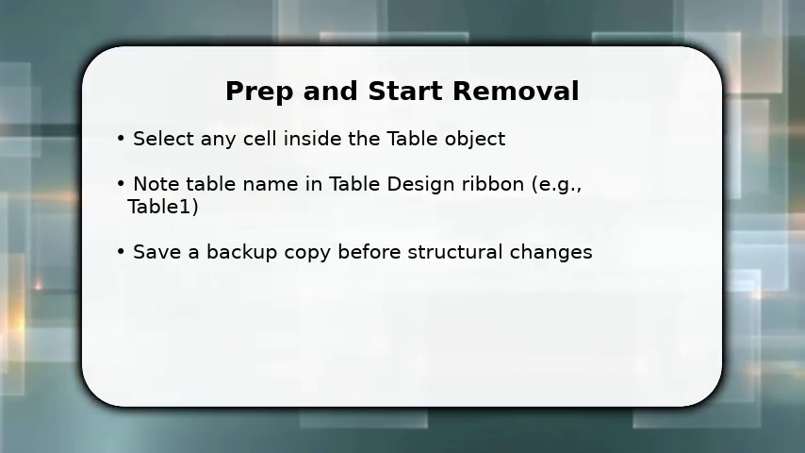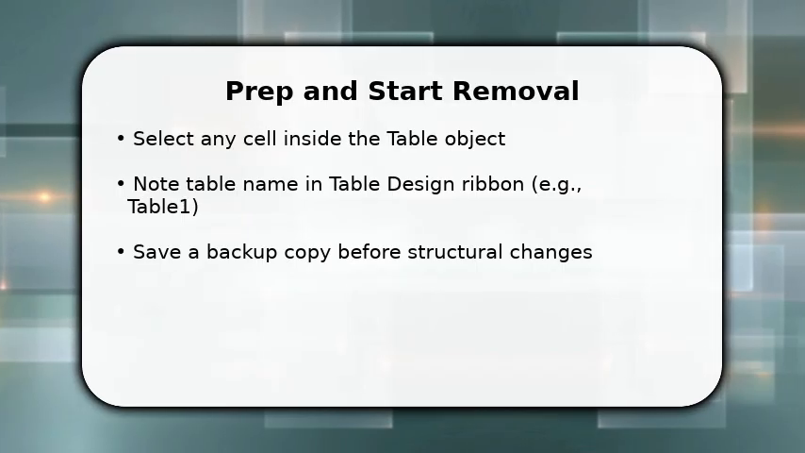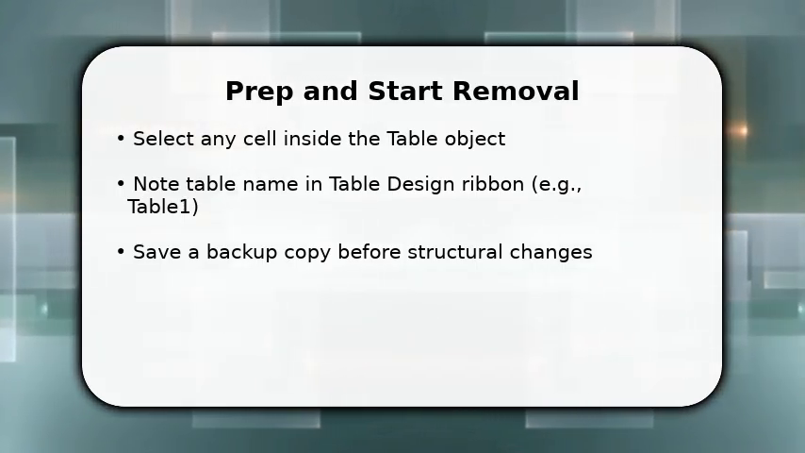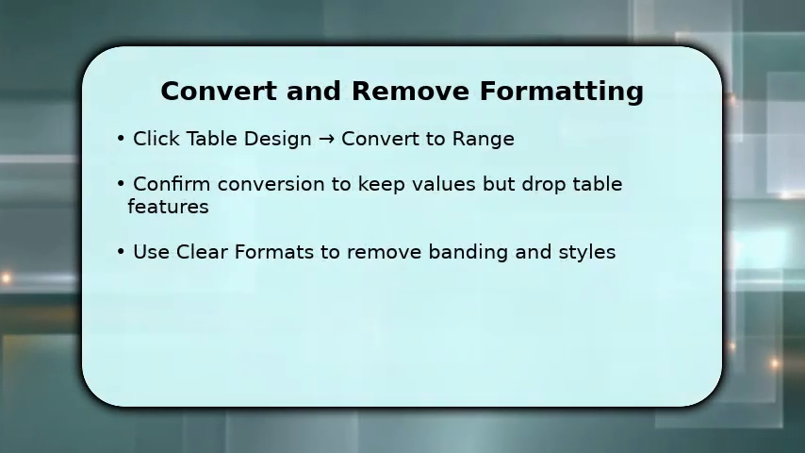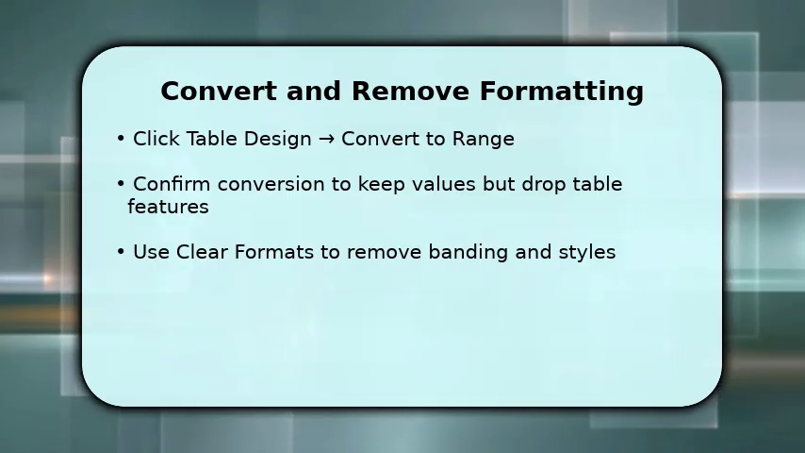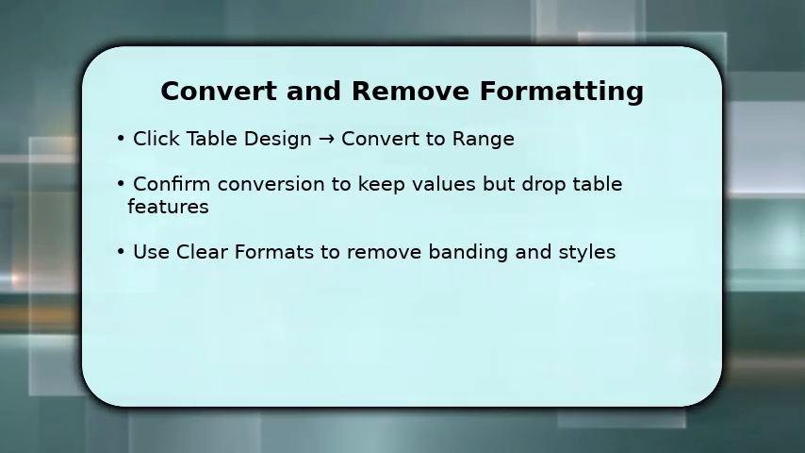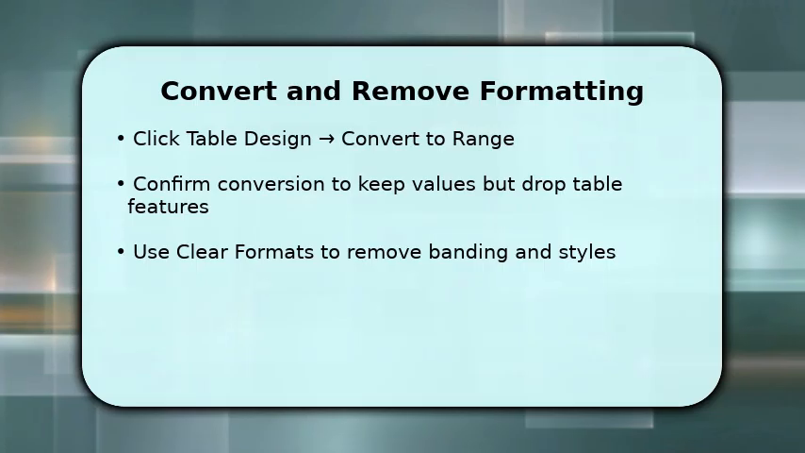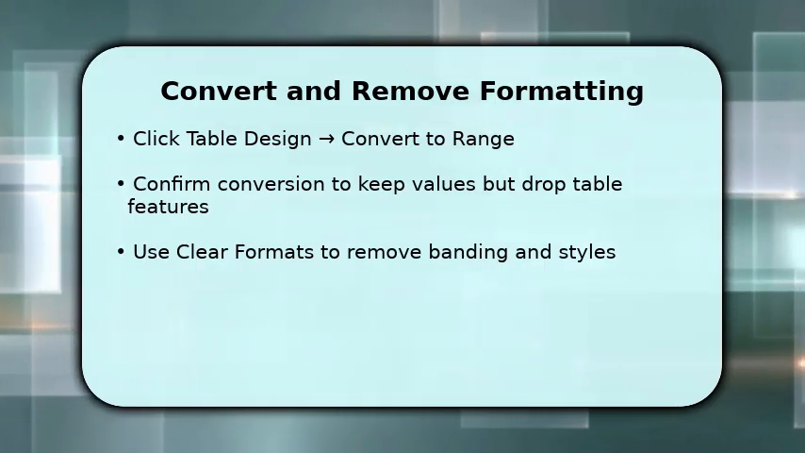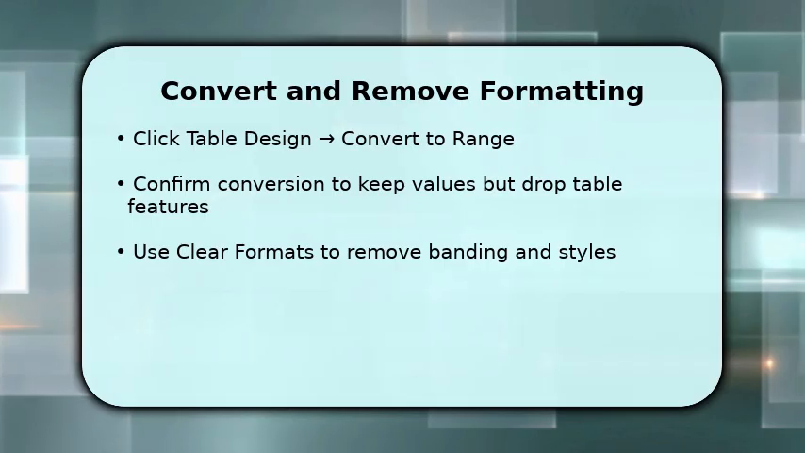Now that the table is identified and backed up, you're ready to take the first actionable step. Convert the table to a normal range. You convert the table to a normal range by choosing Table Design, then Convert to Range. Confirm the prompt to keep the data but remove table features. Once done, the structured references and filtering behavior disappear. This is why conversion is the key step.